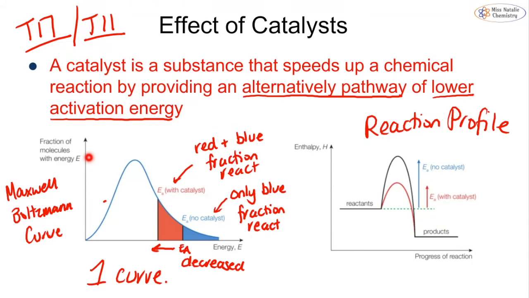You may also see this drawn on a reaction profile diagram. All it does is we've got our reactants and our products, and we show that the curve for the activation energy with a catalyst is just smaller. Notice that they start and end at the same point. All that happens is this distance is shortened. Without a catalyst, it might be quite a high activation energy, and with a catalyst, we just bring it down to a lower energy value.